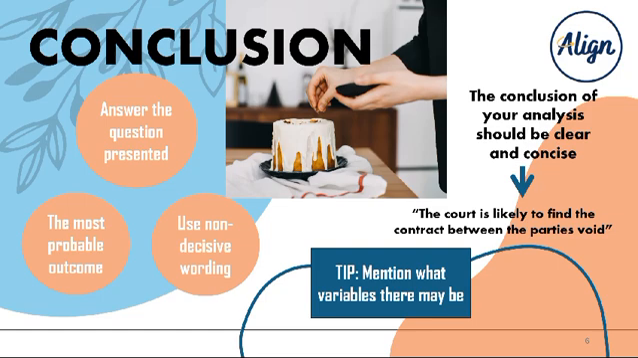Finally, a top tip is to mention what variables there are or that there may be. So these are external factors that aren't necessarily directly referred to in the scenario, but they can have a big implication on the conclusion of your answer. So if you reference these, they give you bonus points, and this is what distinguishes your exam from others and helps you reach those top marks.